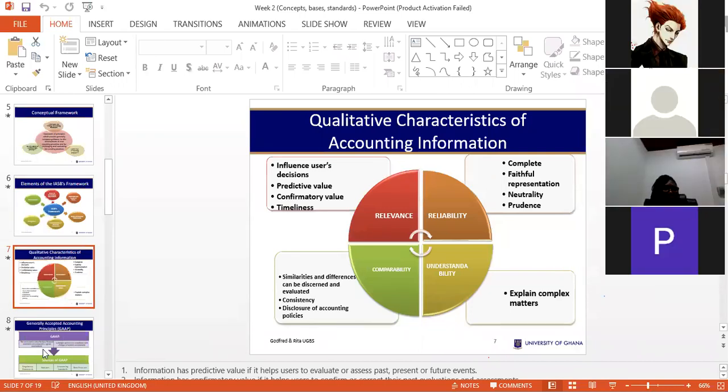Yes, Benedict. Please, madam, is faithfulness and the disclosure of accounting policy the same somehow? Because if you are faithful, you don't have to lie about the accounting information, and to disclose accounting information, you have to be faithful to do that.